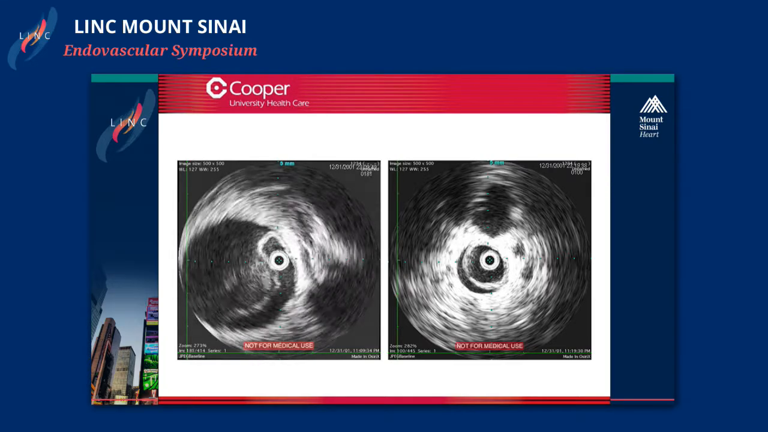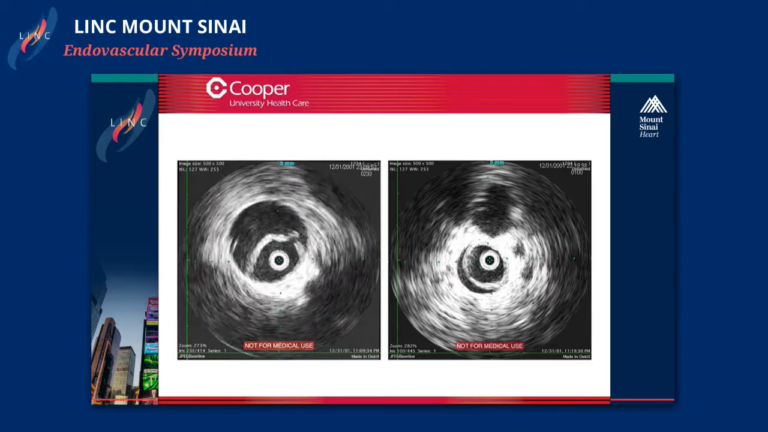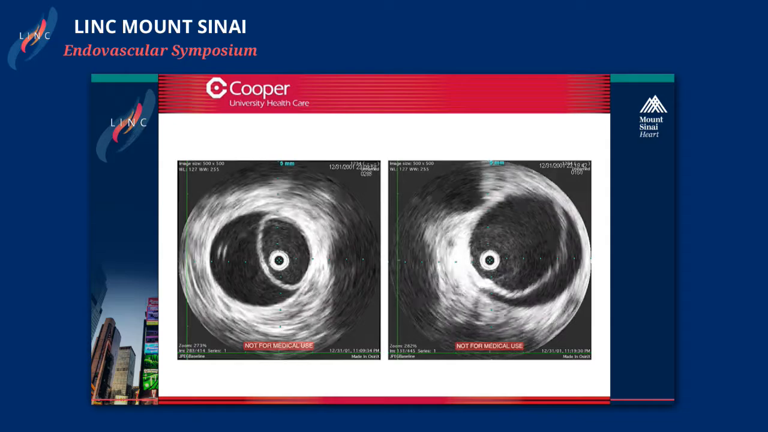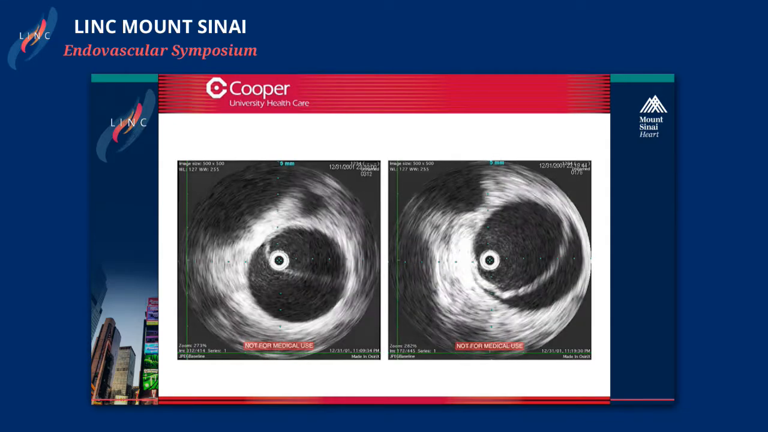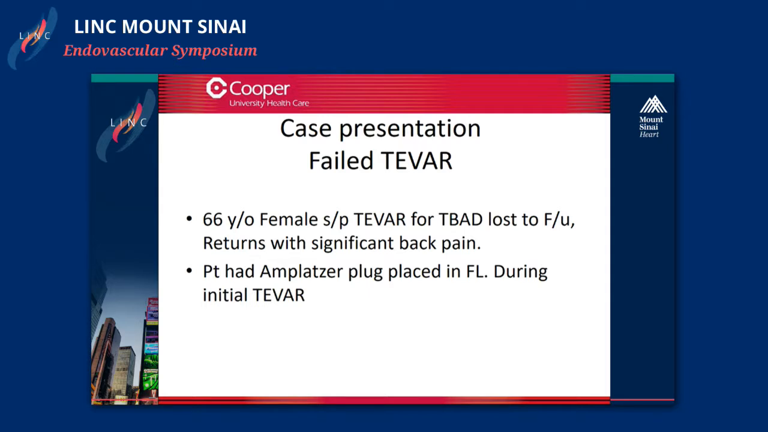Here you could see, before we placed the endograft, the involution of the true lumen. And then after we placed our TEVAR, you could see that pulsatility was clearly in favor of the true lumen, minimizing the false lumen. So this guy ended up doing really well.